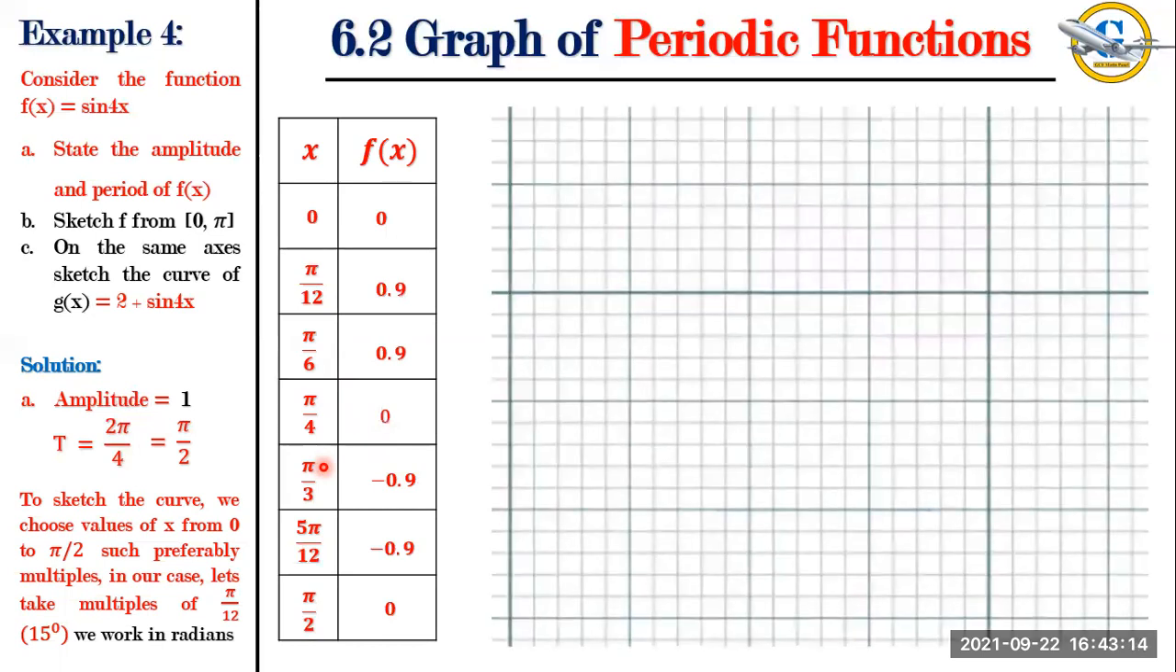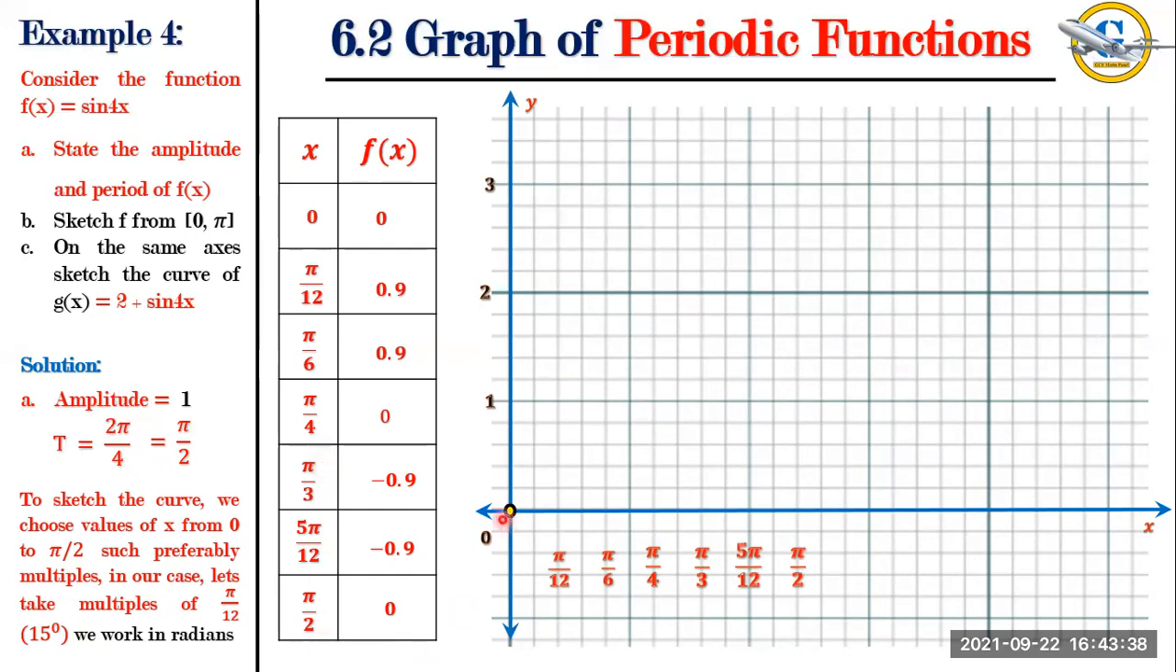We now move on to our curve and calibrate. Since we have to sketch from 0 to pi on 2, we have pi on 12, pi on 6, pi on 4, pi on 3, 5 pi on 12, and pi on 2, right? After we sketch this, we can now copy and paste these curves along this line. So we have the point 0, 0. The next point is pi on 12, 0.9. The next point is pi on 6, 0.9. We have pi on 4 and 0. Pi on 3 and minus 0.9. 5 pi on 12 and minus 0.9. Pi on 2 and 0.